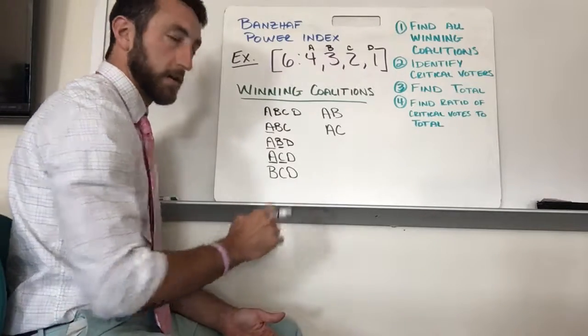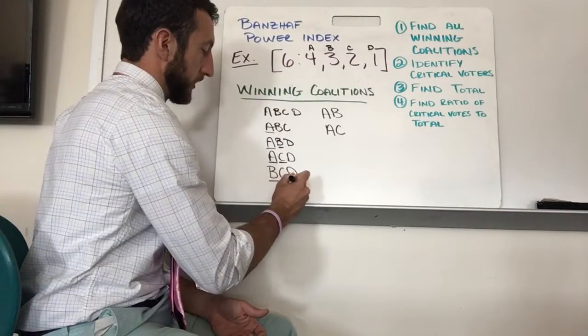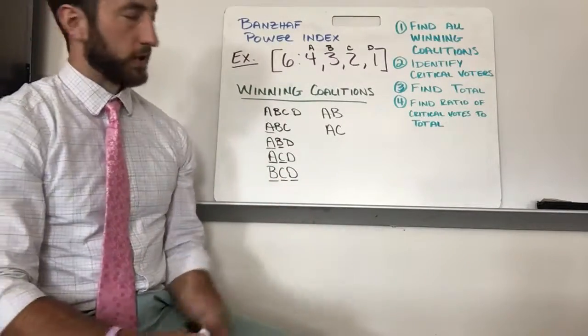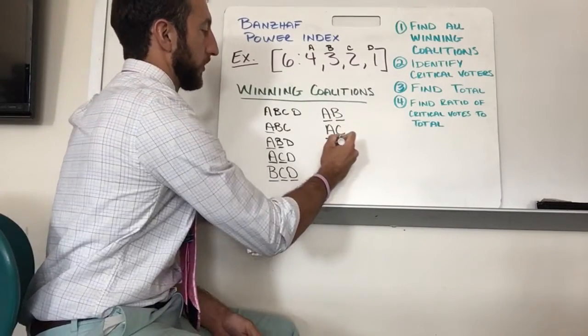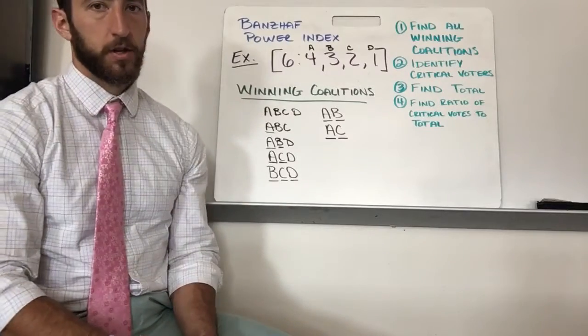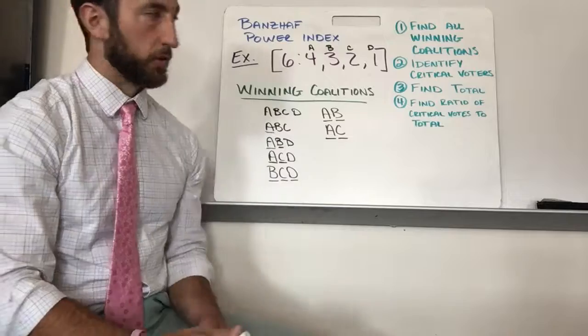And then B, C, D, all of those are needed. It adds to be 6. So if I took out even the D, that would still be a problem. We would only have 5. And then A and B, both of those are going to be critical, and both of these are going to be critical. So remember, critical voters, they have to be in there in order to reach the quota.